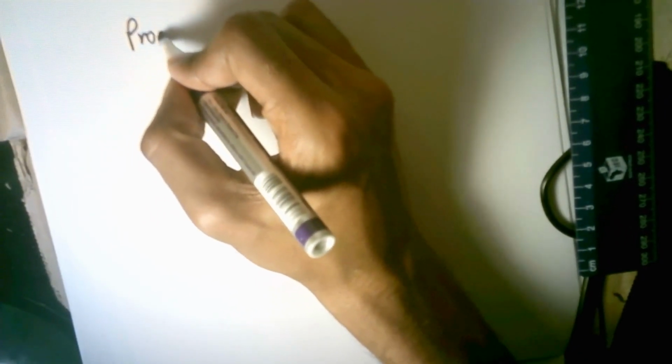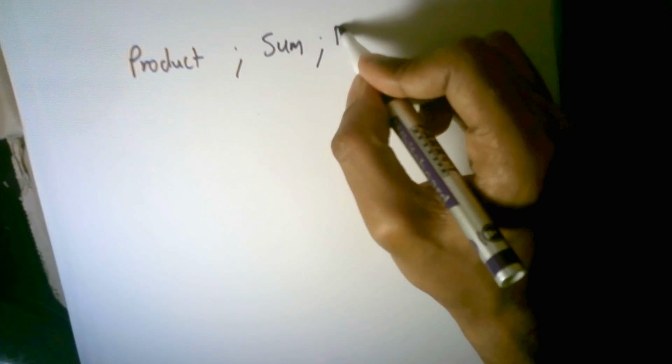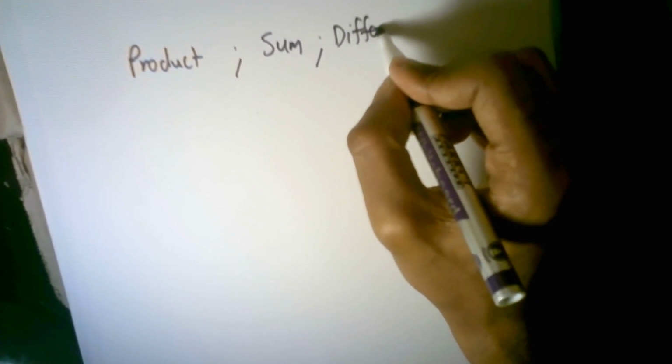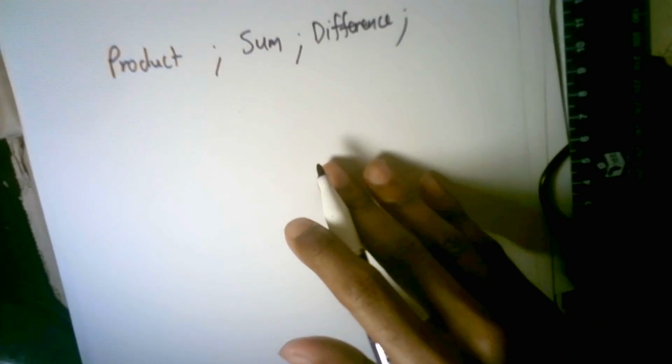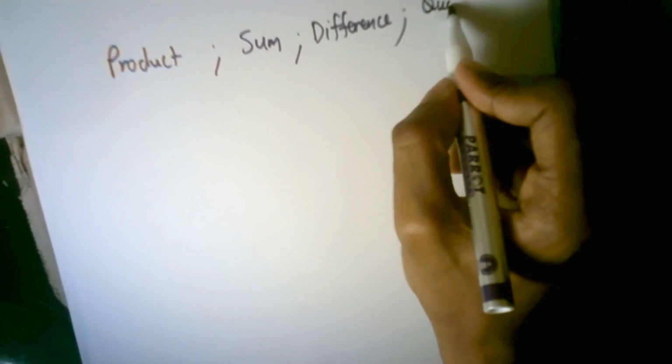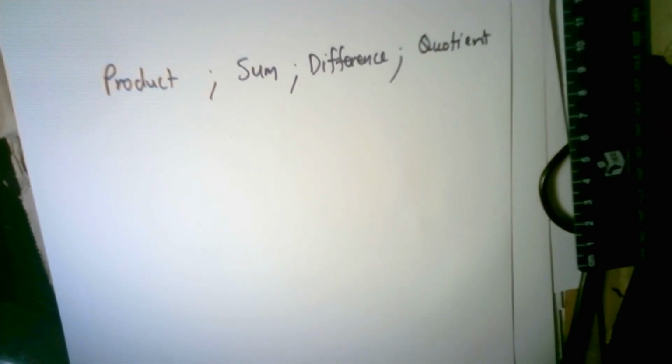For example, if I talk about the product, I mean it's the solution for multiplication. If I talk about the sum, it is the solution for addition. If I talk about difference, it refers to the solution for subtraction. And if I talk about the quotient, it is the solution for division.